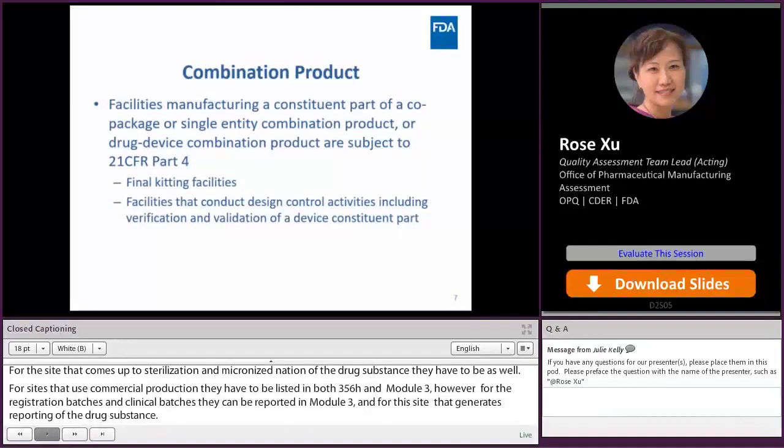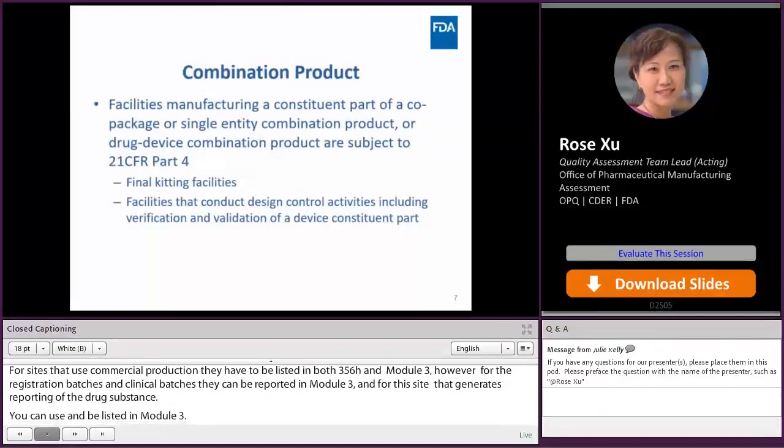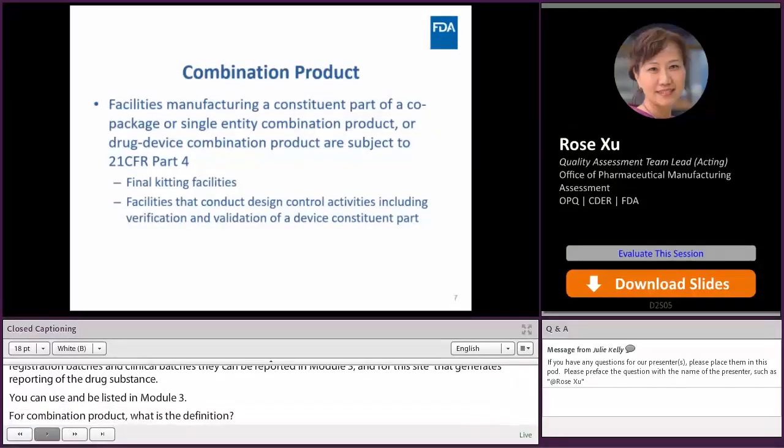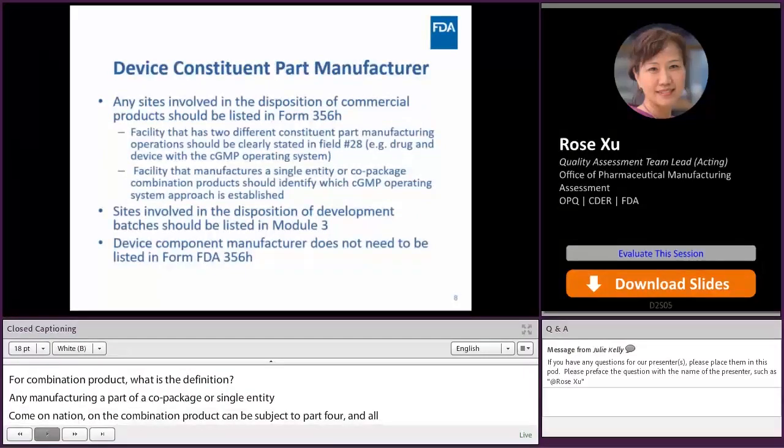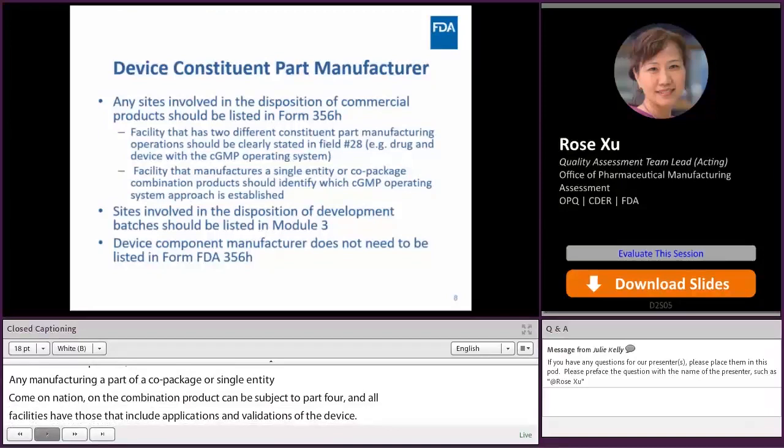For a combination product, what is the definition? Any facility that manufactures a constituent part of a co-packaged or single entity combination product or drug-device combination product that is subject to 21 CFR Part 4. That includes final kitting facilities, or facilities that conduct design control activities, which include verifications and validations of a device constituent part. So what is a device constituent part manufacturer? Steve will talk more about combination products in the next session. However, here I just wanted to mention the sites.